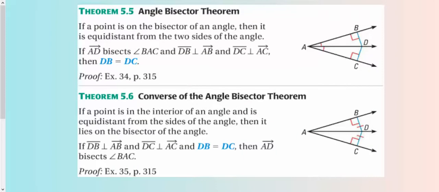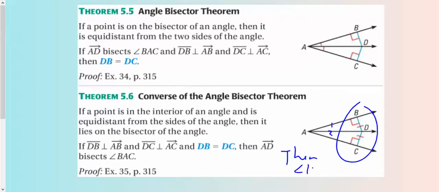So these are the two theorems. If a point lies on the angle bisector, then it's equidistant to the two sides. The reason why these right angle marks are here is because when we're talking about distance, we're measuring along the perpendicular segment. And so that's why those are there. And then vice versa, for the converse, if a point is in the interior of the angle, so that's on the inside of it, and it is equidistant from the sides of the angle, then it lies on the angle bisector.